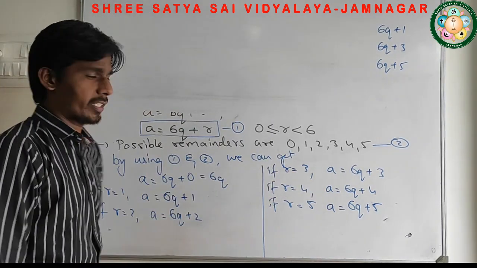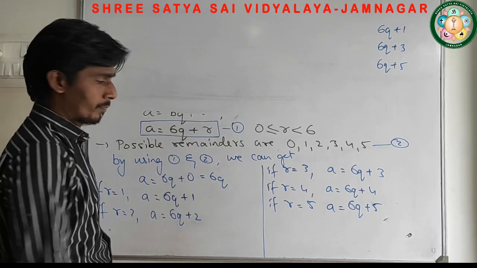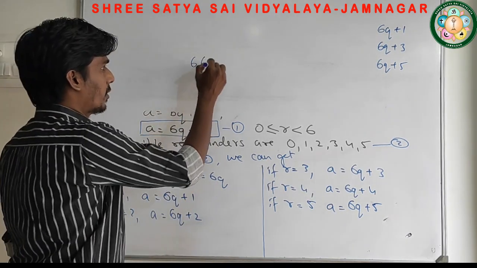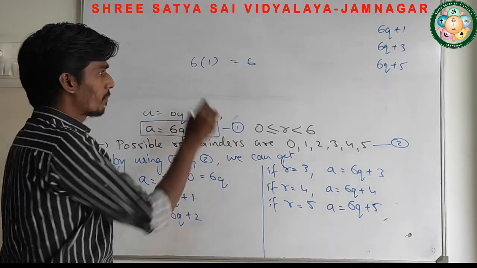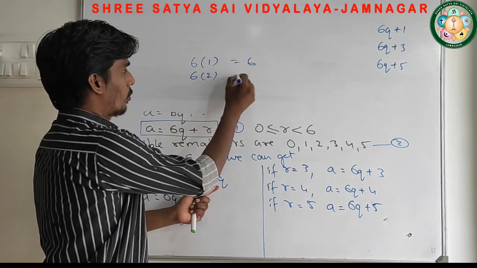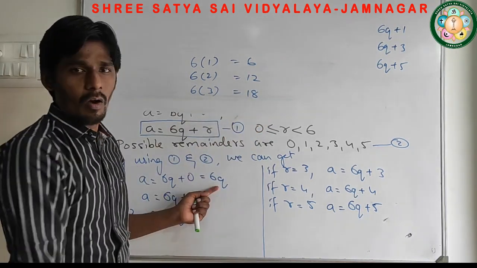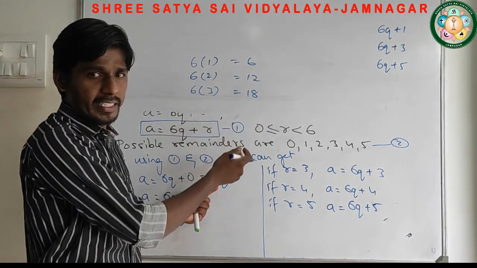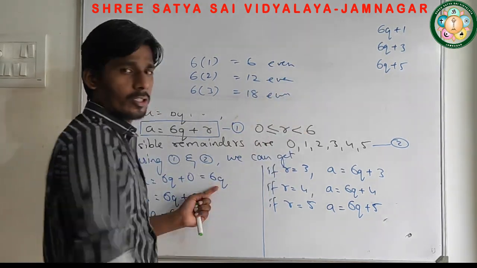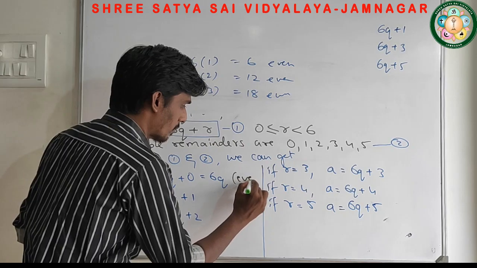Now I got 6 equations. Now the first equation is what? 6Q only. What does it mean? 6 times Q, where Q stands for some integer. If I replace any integer here, suppose I take 1 here, 6 ones are 6. If I take 2, 6 twos are 12. If I take 3, 6 threes are 18. Am I getting a positive odd integer here? No. These are all even, and this is also even. So here I can write this is even.